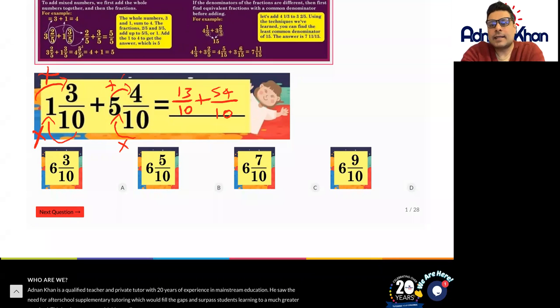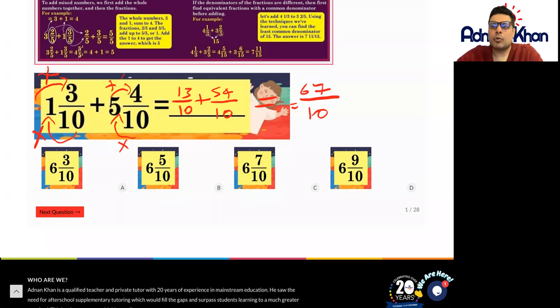Now we're just adding these two numbers up. 13 add 54 is 67. And then the denominator stays the same, which again is going to be 10.